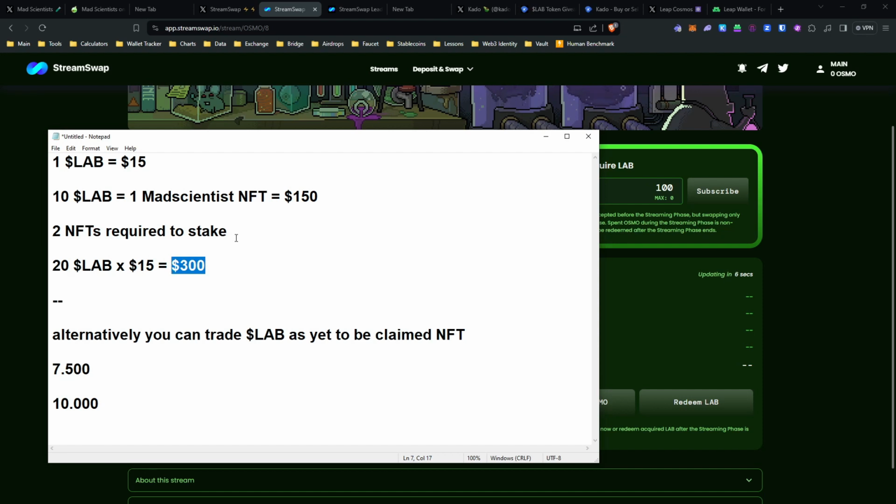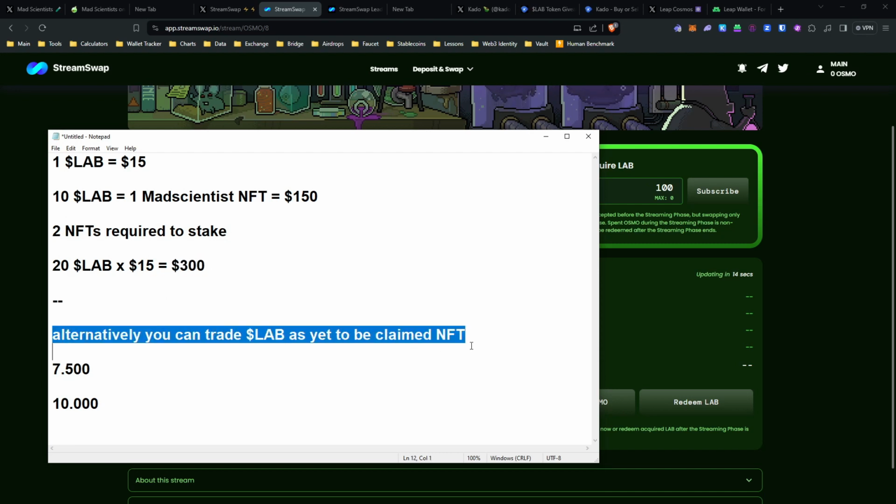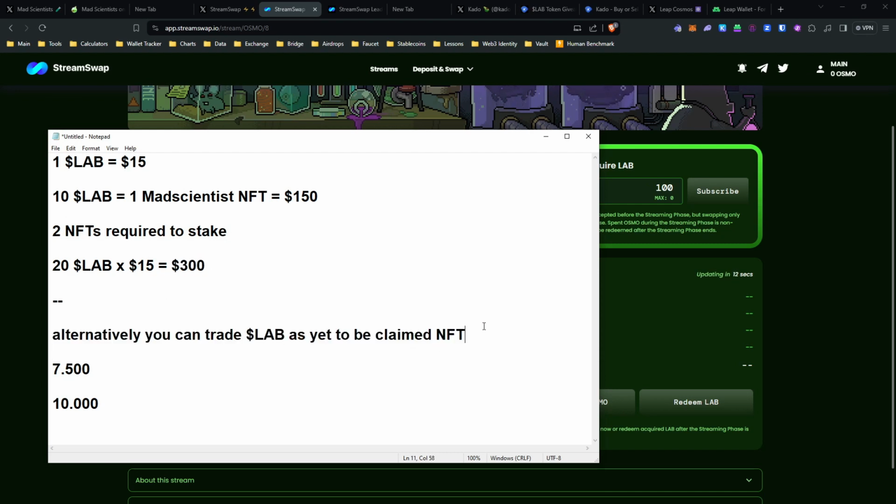And if you remember from the beginning of the video, you will be required to own 2 NFTs. You need at least 2 NFTs to be able to stake. So it would cost you $300. Alternatively, you can also just trade your lab tokens. You don't have to really do anything with them. You don't have to claim your NFT, because that also gives the lab token some value on its own.